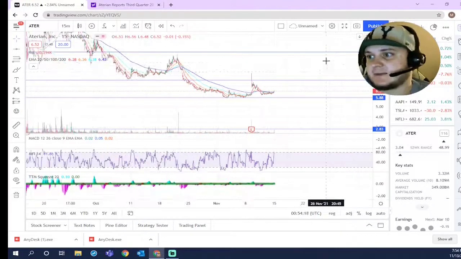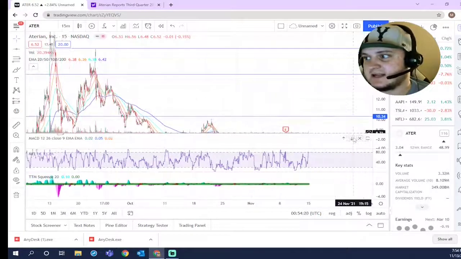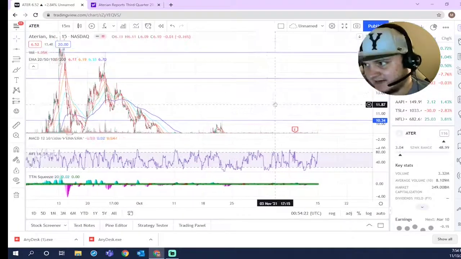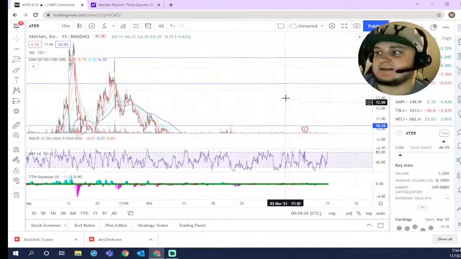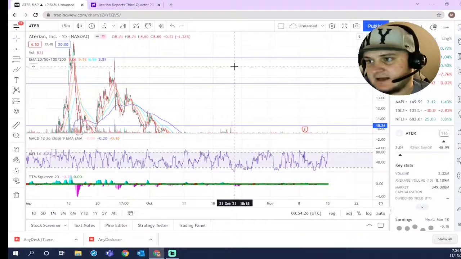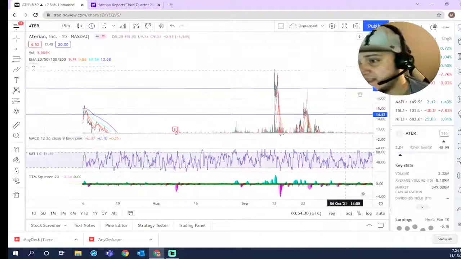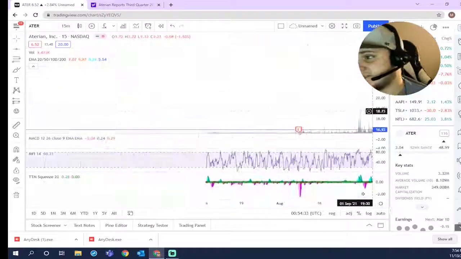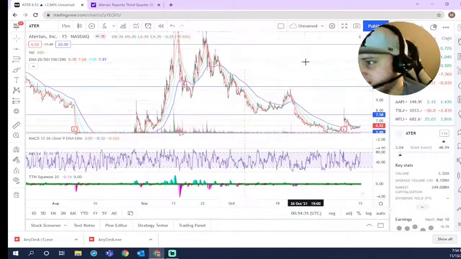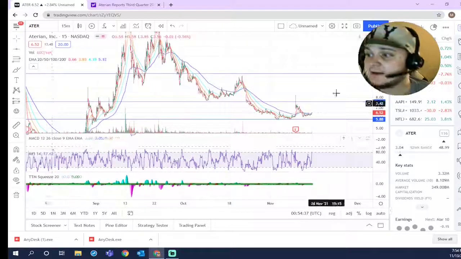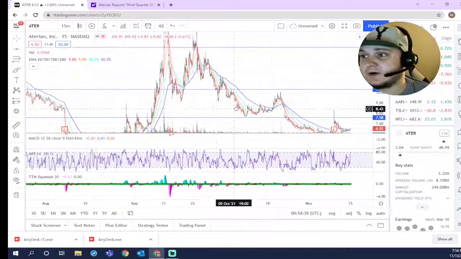$7.50. I got a second price target at $10.30, $14.40, and $16.88 are my final price targets. But if it has the momentum and it blows through, I'll hold a piece of my position all the way up. So that's ATER that I wanted to go over.